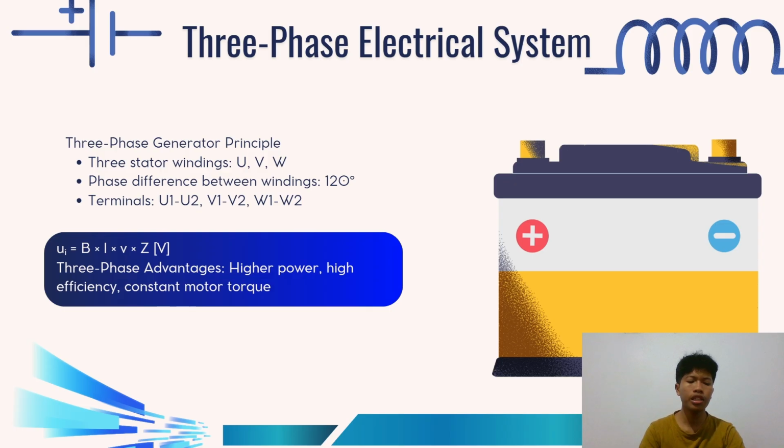When the rotor rotates, it generates three AC voltages that are 120 degrees out of phase with each other. This 120 degrees phase difference is fundamental in three-phase systems. The induced voltage is given by the formula U equals B times L times V times Z, where B is magnetic flux density, L is conductor length, V is velocity, and Z is the number of conductors.